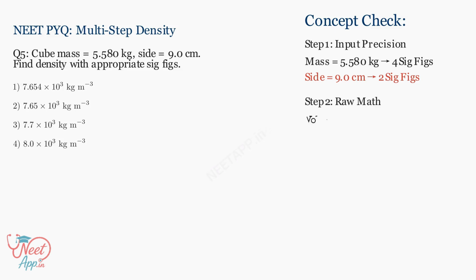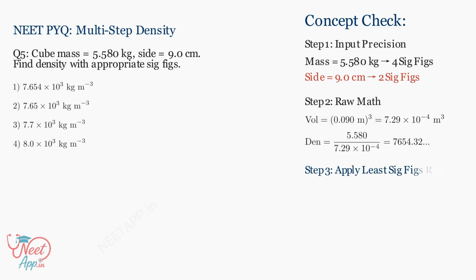Step 2. Let's do the raw math. First, we find the volume by cubing the side length in meters, giving us 7.29 times 10 to the power of 3. Then we divide mass by volume. The raw output is 7654.32 recurring. Step 3 is the trap. Students look at the intermediate volume 7.29, see 3 significant figures and assume the final answer must have 3. So they incorrectly choose option 2.